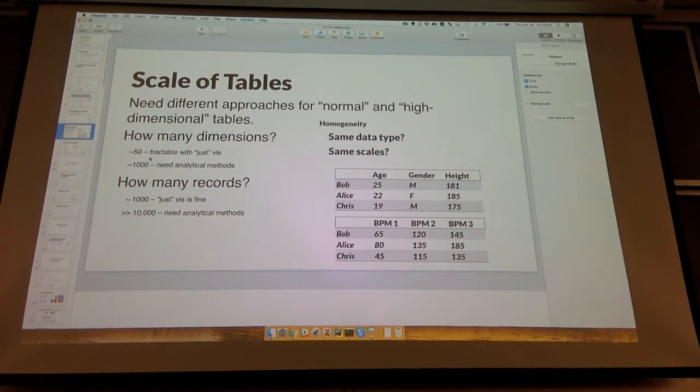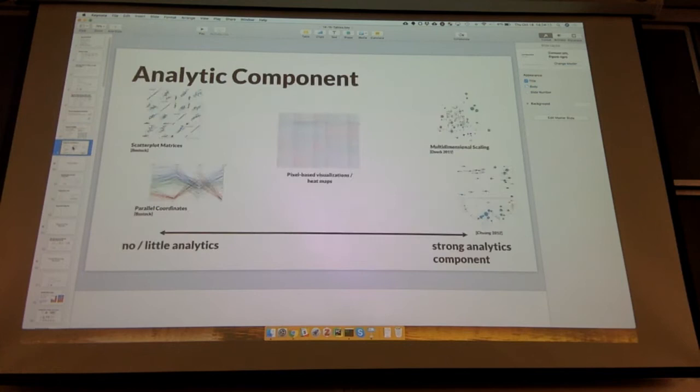Here are just my estimates, and these are of course approximate numbers. I can do about 50 dimensions with just visualization. If I have much more than that, I need analytical methods. I can do about 1,000 records with just visualization. If I need more than that, I need analytical methods. And of course that depends a lot on the heterogeneity of the data.